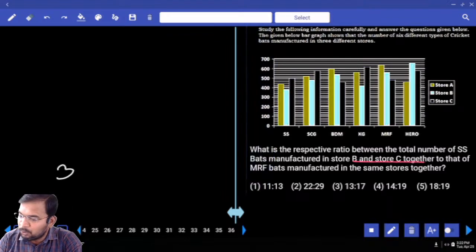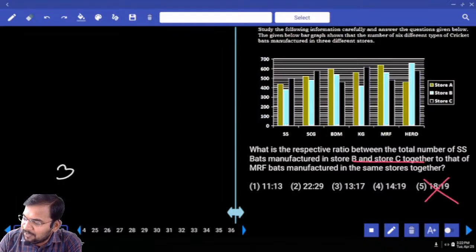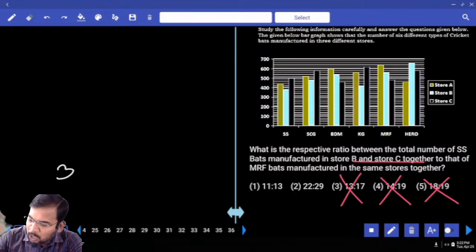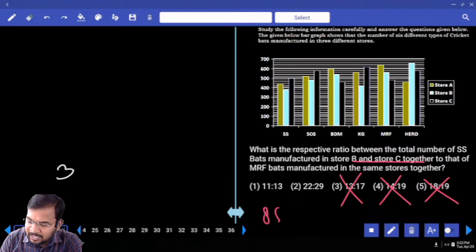Store B and store C together. Store C is 500. 500 plus 380 is 880. The first one is a multiple of 11. How many options are there? 2 options are there. So total it is 880. Next.